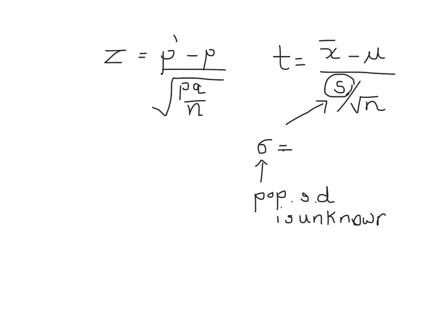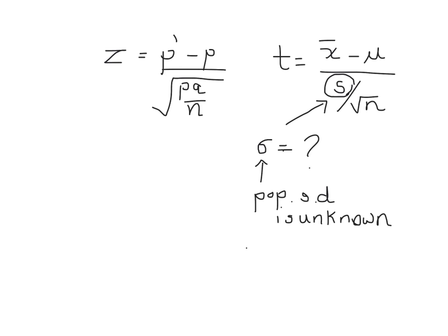Which is most of the time when we're dealing with means. So when we're dealing with means, most of the time, we don't know sigma. And therefore, we have to estimate it using our sample standard deviation, which is why we are in the T distribution instead of the normal curve. Now, the one exception that we could use Z for means is when we do know sigma, which again is going to be very rare.